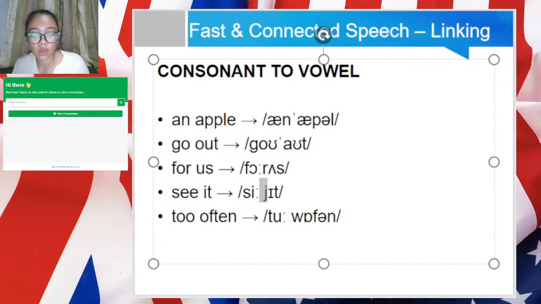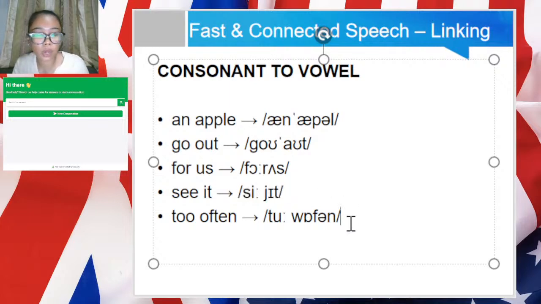Okay, so with that, we read this transcription as "see it, see it." So there's a Y sound there. "See it, see it." You blend, you assimilate those syllables or those sounds of that particular phrase.